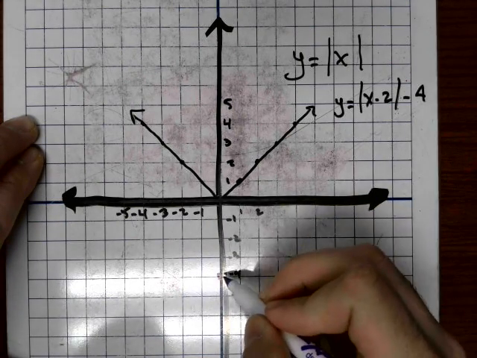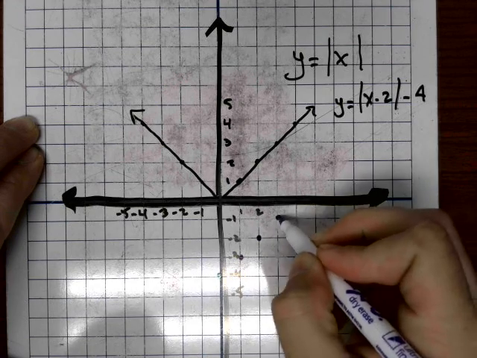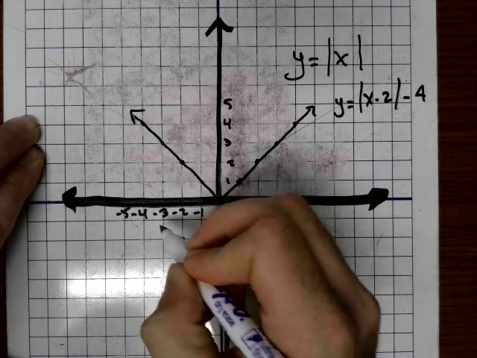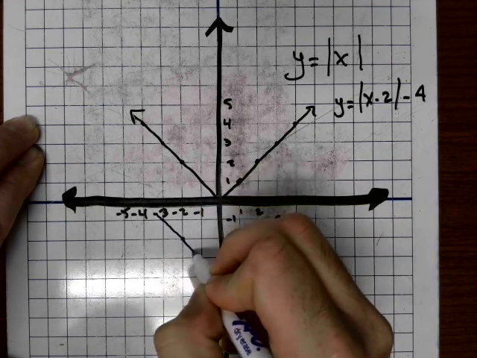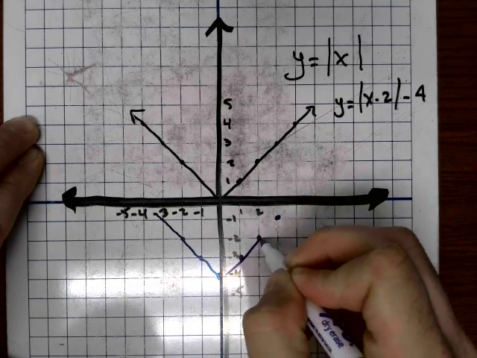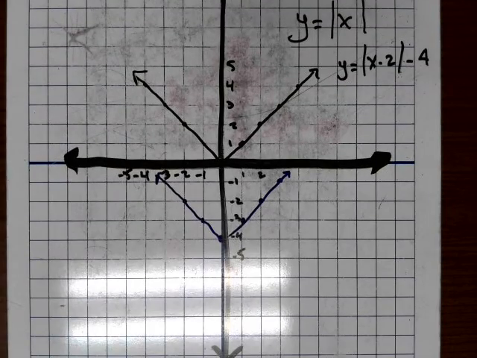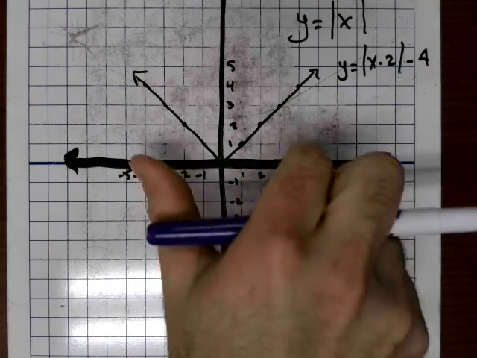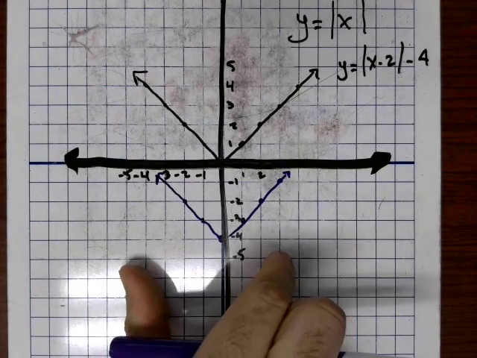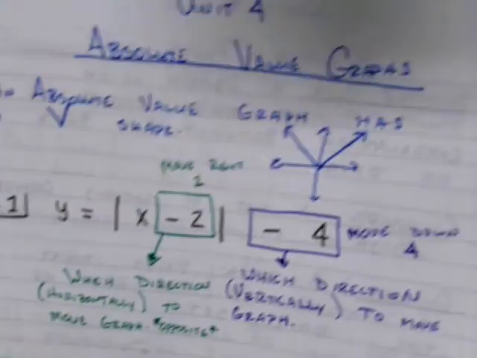And same thing, go on my diagonals. We've just taken that and we've moved it down 4. That's what we've done here. So we just took the whole entire thing and went down 4. That's it.